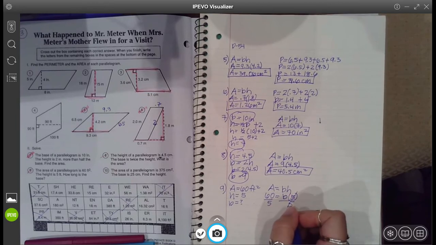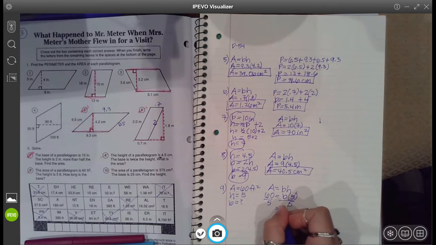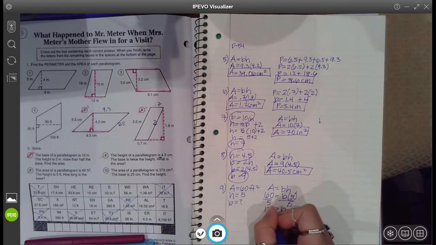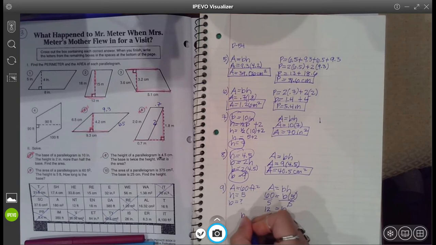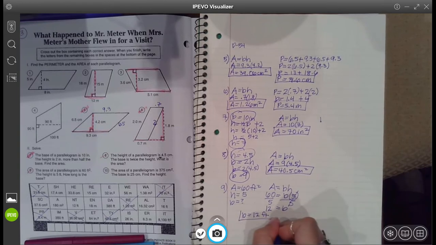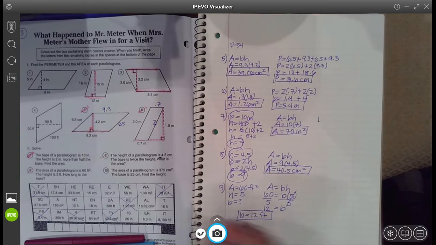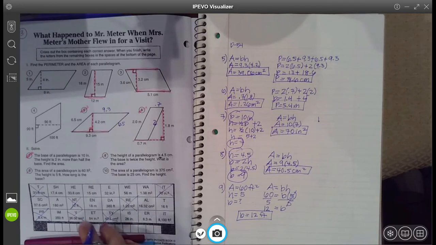Those cancel, and you get 1, because 5 divided by 5 is 1. 1 times b is just b. Whatever you do to one side, you do to the other. So I divided this side by 5, and 60 divided by 5 is 12. Now, just like with perimeter, you're finding a singular length, so it's going to be just the singular unit of feet, not feet squared, but just feet, because you're finding the base length. So go ahead and cross off the 12 feet.